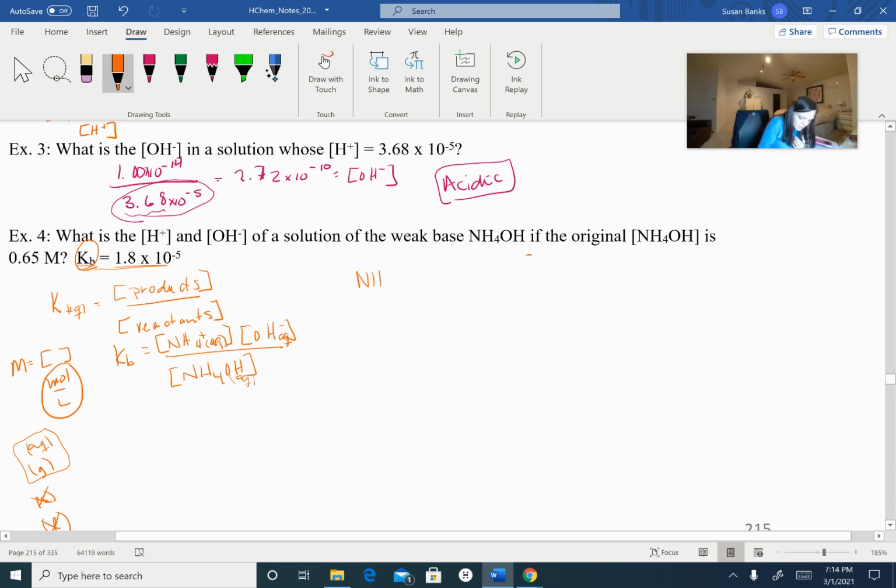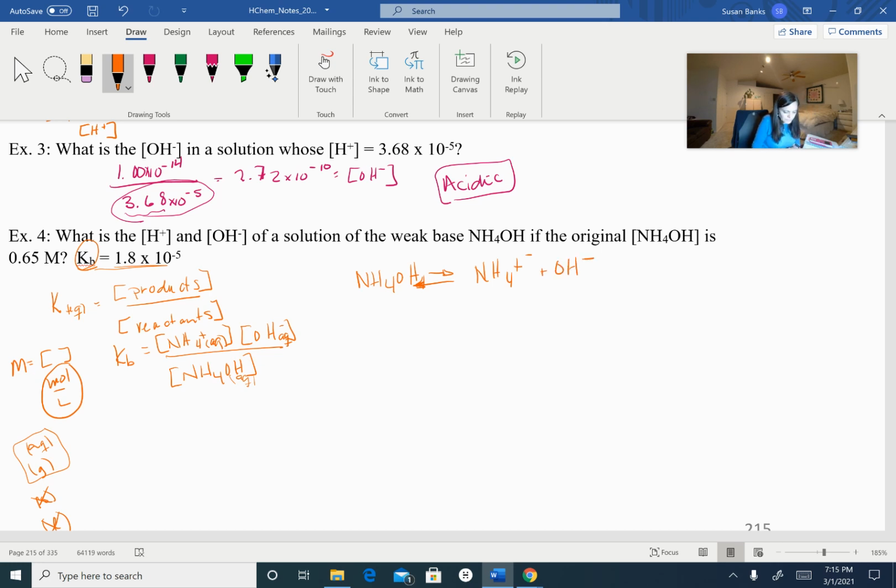We have our ammonium hydroxide going back and forth, and mostly forth, right? No, mostly back, with ammonium and the hydroxide ion, okay? So there's our first level of our ICE or our RICE table. There's our reaction. So that's why some people call them RICE tables.